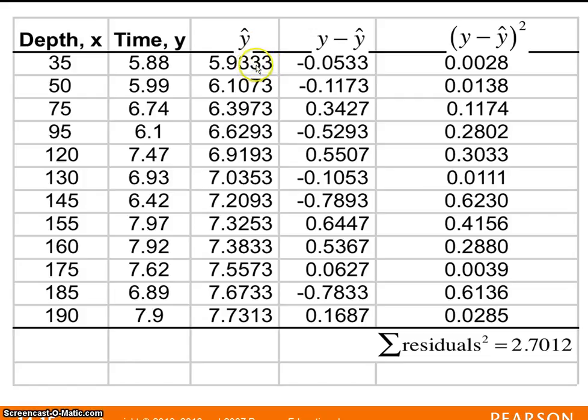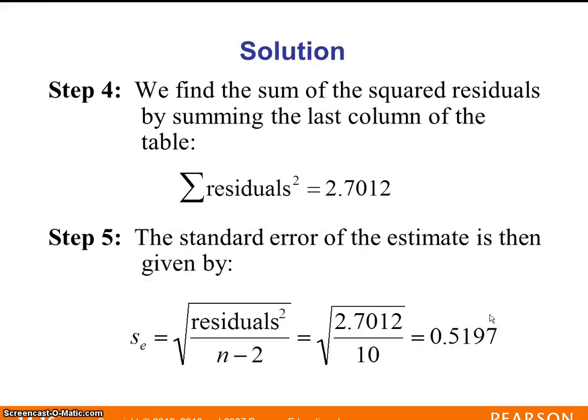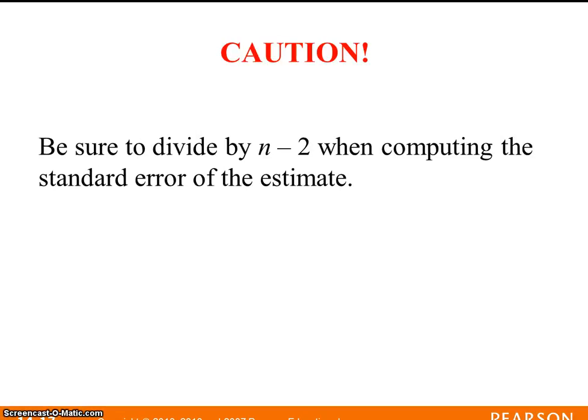These would be the predicted values, and the residual is the difference between the regression line and the actual height. So you square those differences and add them together. Then we find the sum of those squared residuals, take the square root of that, and divide by the number of samples minus 2, right? That would give you the standard error of the estimate in this case, which is 0.5197. So just be careful, make sure you divide by n minus 2.